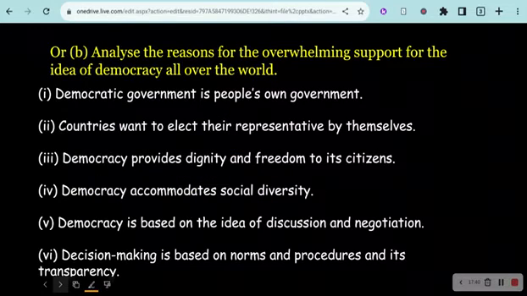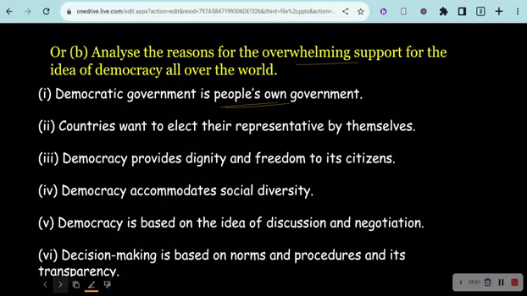Analyze the reasons for the overwhelming support for the idea of democracy all over the world. Students, basically that is an important fact that all over India people demand democracy. Why? Because democracy is a kind of government which is of the people only. Because people are going and electing their leaders, isn't it? So that is the people's own government.